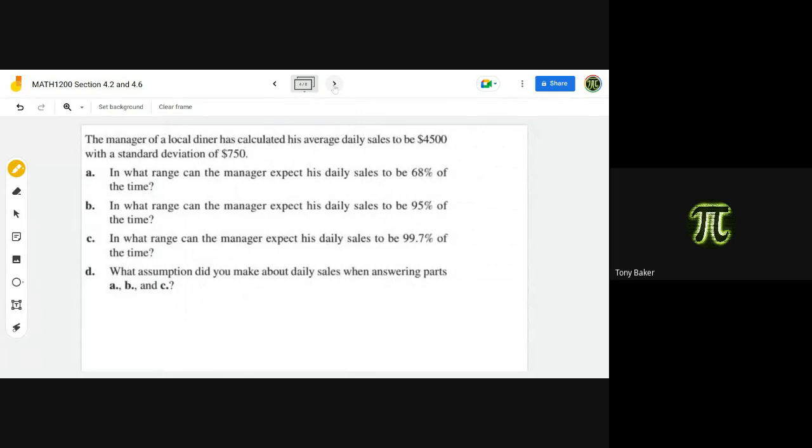However, we can look at problems that have already been basically done for us. So we've got a manager of a local diner who calculated his average daily sales to be $4,500 with a standard deviation of 750. So they've done our mean and our standard deviation already for this one. So I want you to basically do my nice little bell curve that I had from last class, which I'm going to pull up now because I don't feel like searching on the internet for it again.